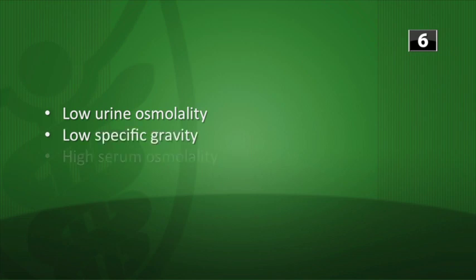So your urine will be dilute with a specific gravity usually less than 1.006. When you can't concentrate your urine, you're going to lose a lot of free water. Your serum osmolality will be elevated, so greater than 290. So low urine osmolality and specific gravity, high serum osmolality.